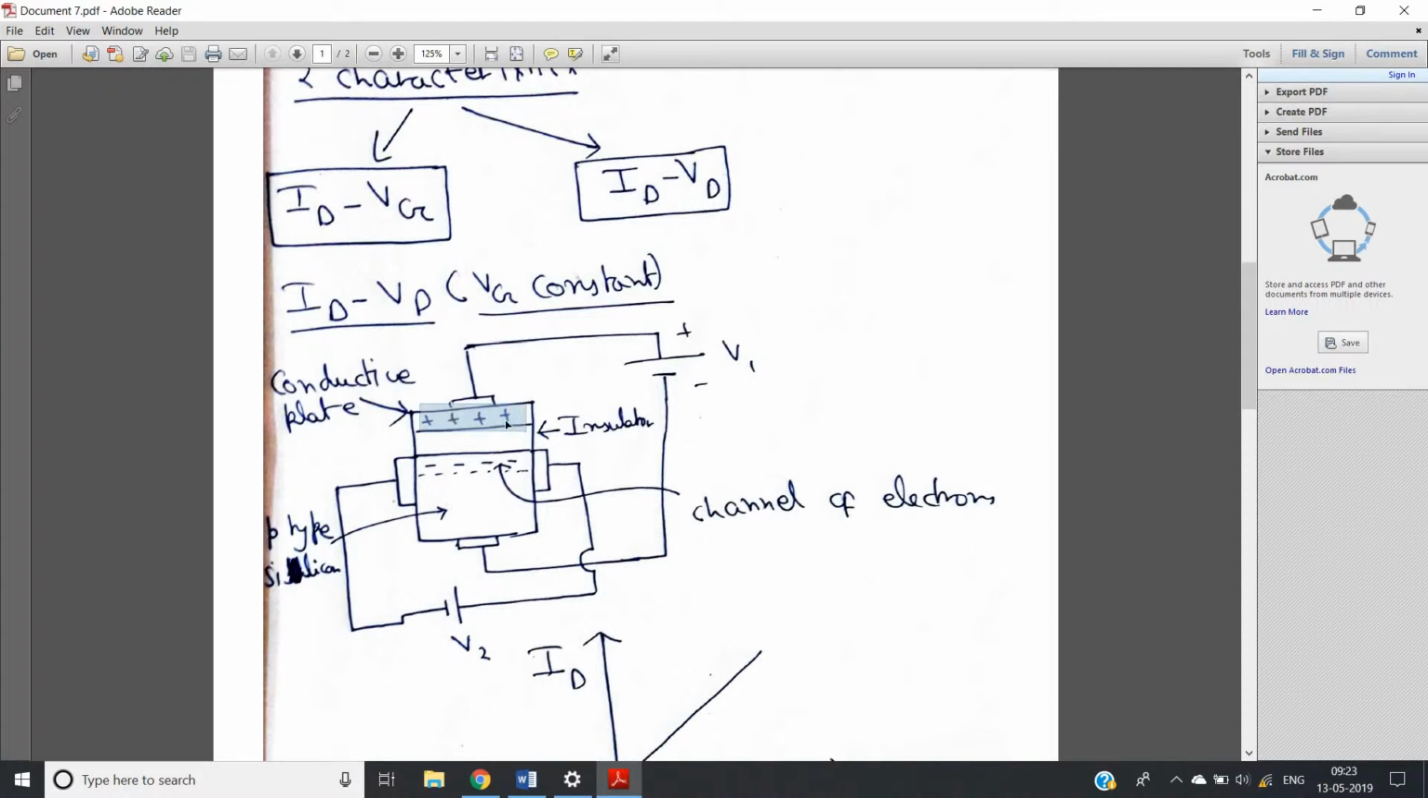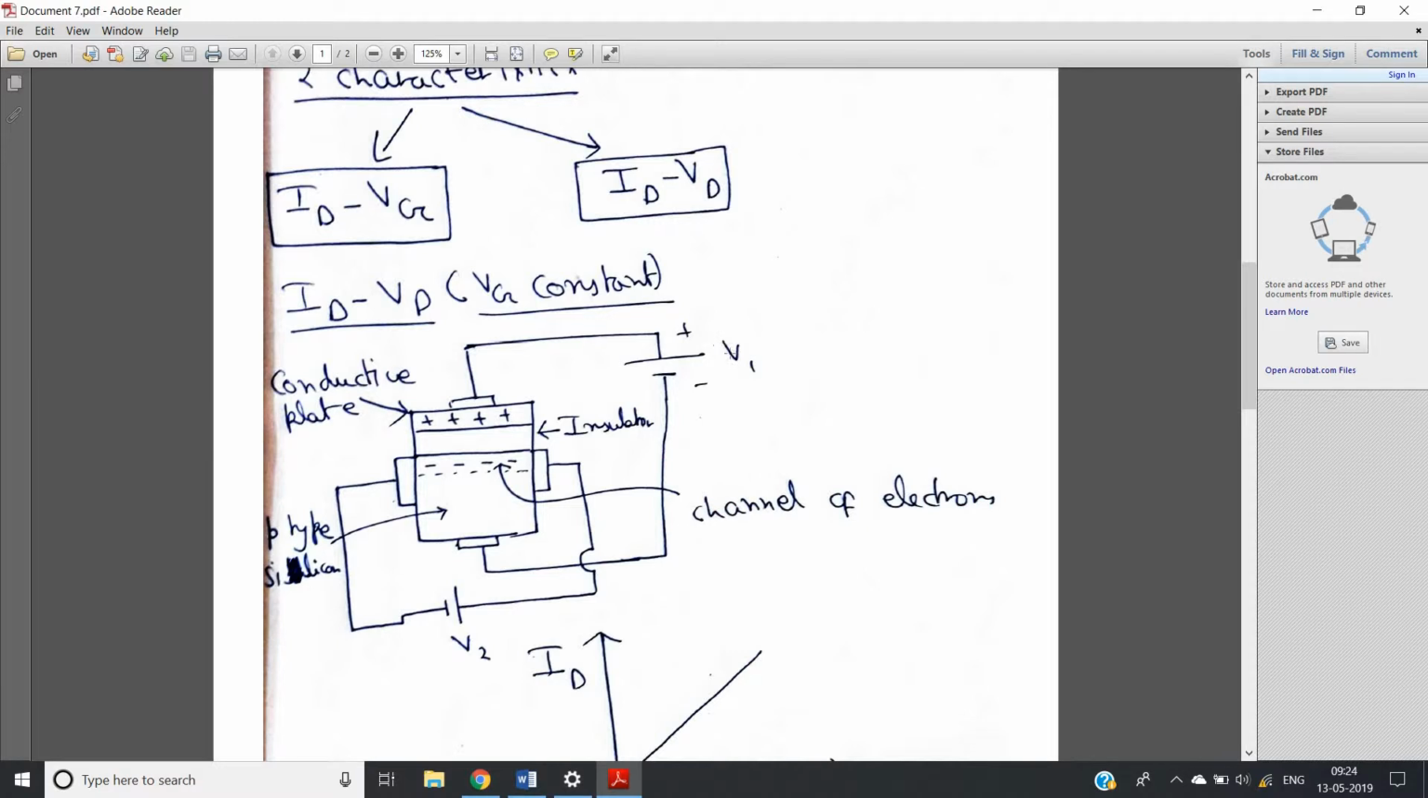Above, there is a conducting plate, then an insulator, and then p-type silicon. Between the conductive plate and the p-type silicon, in the vertical direction, we apply V1 potential, where the positive terminal of the battery is connected to the conductive plate, and in the left to right direction we provide V2 potential. If we apply positive potential V1, the conductive plate becomes positively charged and attracts the minority electrons present in the p-type silicon, and they slowly form a channel of electrons just below the insulator.